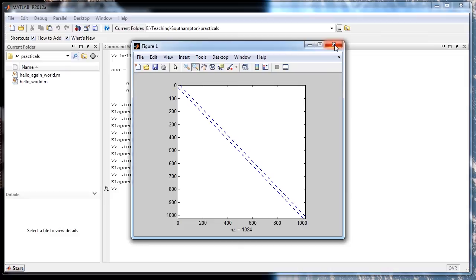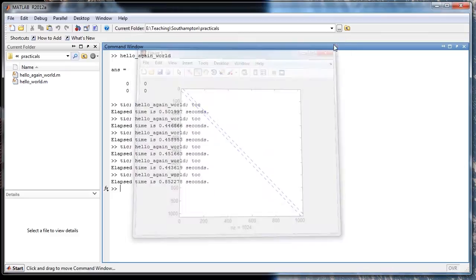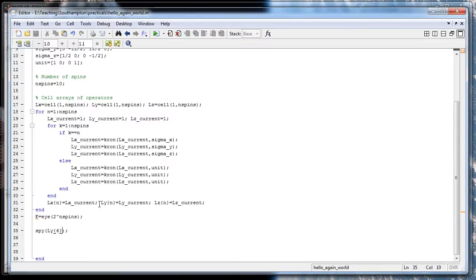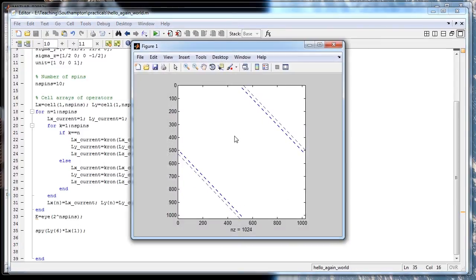And if we look at other operators in this system, let's multiply something together. Let's say Ly number 6 times Lx number 1, some kind of two-spin order, and take a look at what that is. It'll also be pretty sparse. It's got non-zeros in a different location, but in fact most of the matrix is 0.